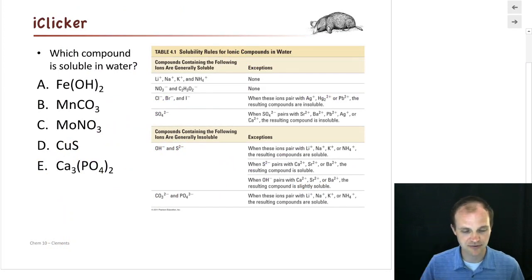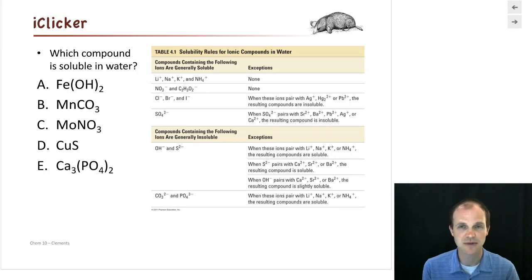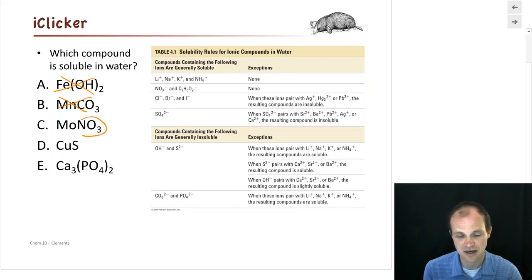I do have an example first. I forgot I had a question here. Which compound is soluble in water? So take a moment, look at that list, and see if you can figure out which one is soluble in water. All right. Hydroxide, not soluble in water. Carbonates, not generally soluble in water. Nitrate, always soluble, no matter what you put it with. So we definitely know C.